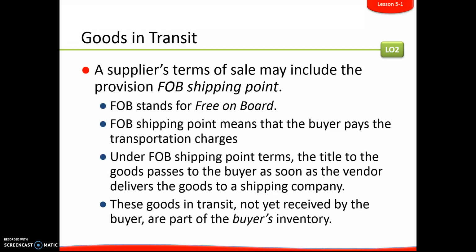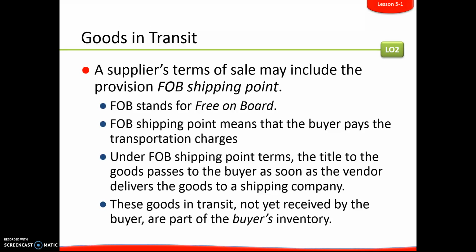Now, a supplier's terms of sale, and we've talked about terms of sale before. Normally we've talked about things like our 2/10, n/30, or when payment is due. But also in the terms of sale, they're going to specify something called FOB shipping point. FOB simply stands for free on board. And so FOB shipping point means that the buyer pays the transportation charges. So if we were the company buying the goods, we would end up paying the shipping charges.